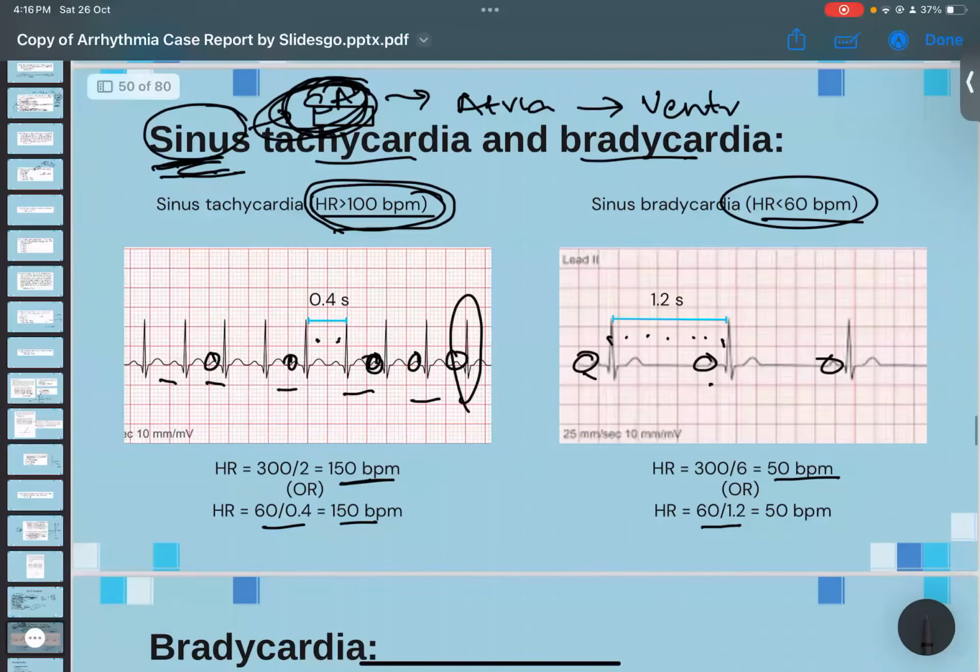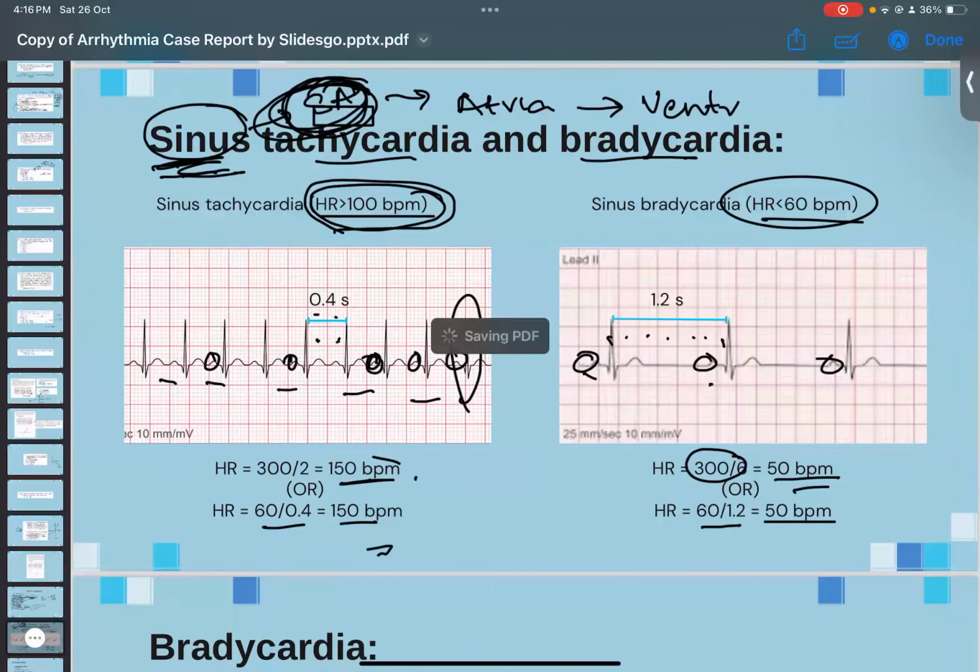Okay, and basically you would calculate it either by the big box method that I use, so 300 divided by 2 big boxes, which would be 150 beats per minute, or you could just calculate using the R interval, and because this is 2 big boxes, 0.2 plus 0.2, 0.4, 60 divided by 0.4 is 150 beats per minute. Same thing goes here. 300 divided by the number of big boxes is 50 beats per minute, or 60 divided by the R interval, which is about 50 beats per minute.